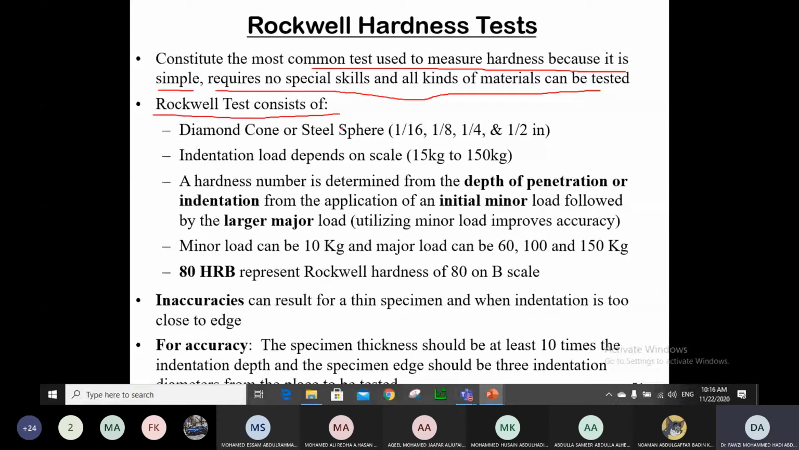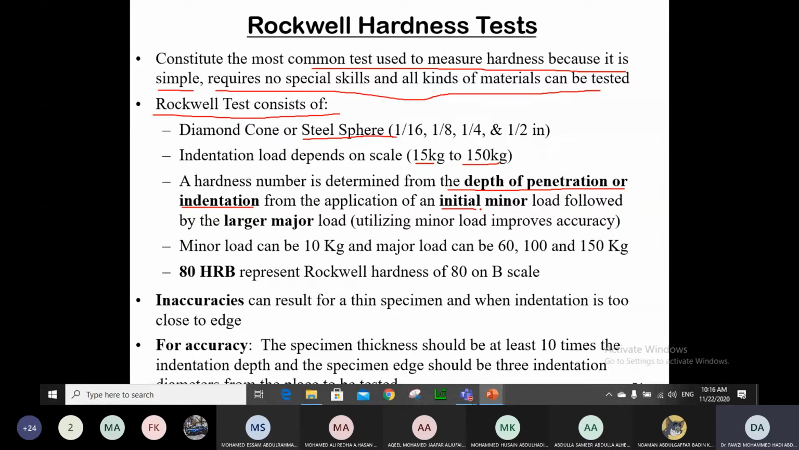To start with, we are starting with the last in the table. The Rockwell hardness test uses a diamond cone or a steel sphere with different dimensions. The indentation load could go from 15 kilonewton to 150 kilonewton, so the load is large compared to microhardness testing. Hardness is determined from the depth of penetration of the indentation, so we use how deep the indentation goes.